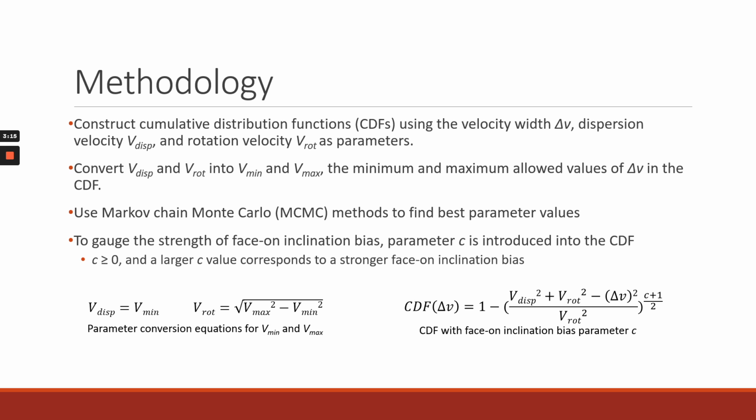With these parameters, I used a Markov chain Monte Carlo analysis, which searches the parameter space to find the values which give the best match between the modeled and the observed CDF. In addition to the Vmin and Vmax parameters, I introduced the parameter C into the CDF to gauge the strength of the face-on inclination bias, giving the CDF equation shown in the bottom right.